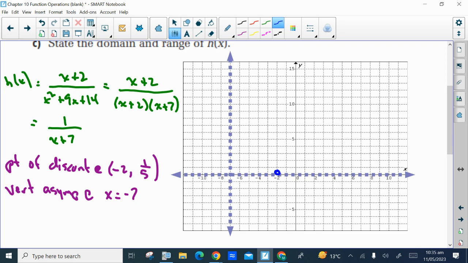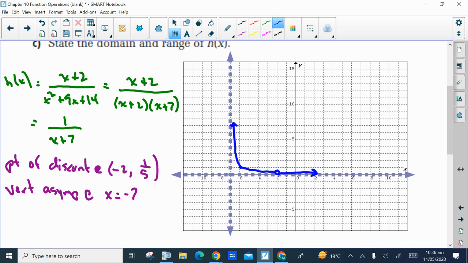This tells us that one branch of the graph will be in the upper right-hand quadrant. We could, if we wanted, generate a few more points. For example, if we let x equal negative 6, the denominator becomes negative 6 plus 7, which is 1. 1 over 1 is 1. So that confirms that the point negative 6 comma 1 is on the graph. You could also find the y-intercept by letting x equal 0. That'll give you positive 1/7. But there's that branch of the graph.